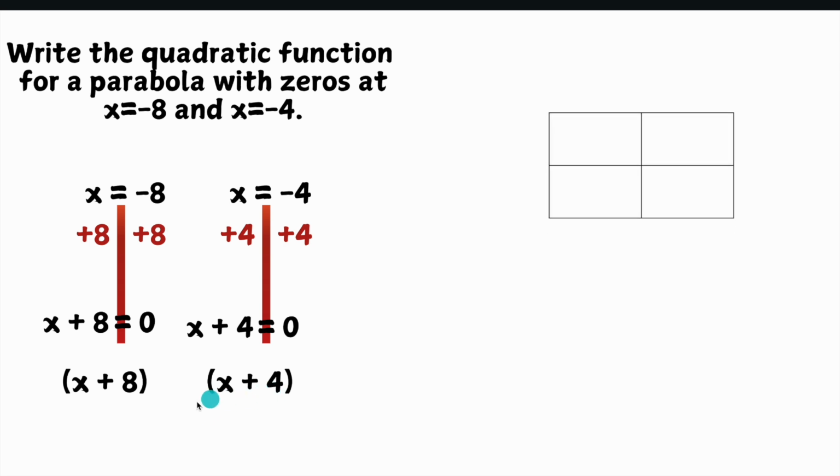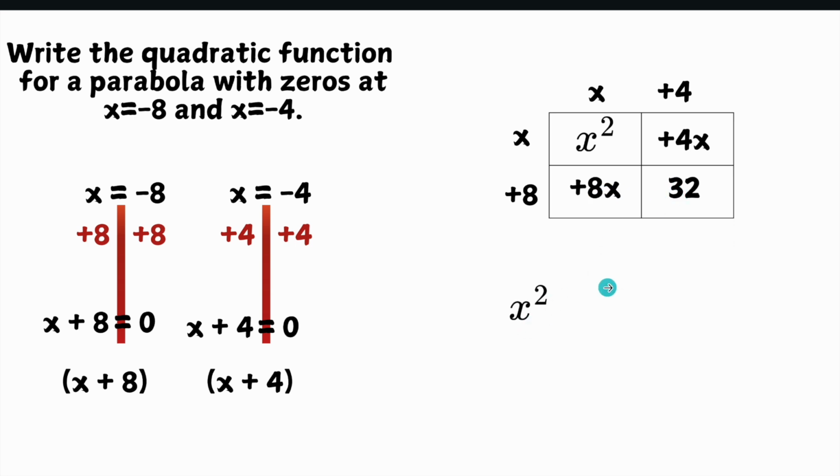Now I'm going to take both of my factors and multiply them. First x plus 8, and then x plus 4. X times x, x to the second power. Now x times 4 is 4x. 8 times x is positive 8x. And at last, 4 times 8 is 32. All that I have to do now is take each one of my answers, x squared plus 4x plus 8x plus 32, and write them all together.